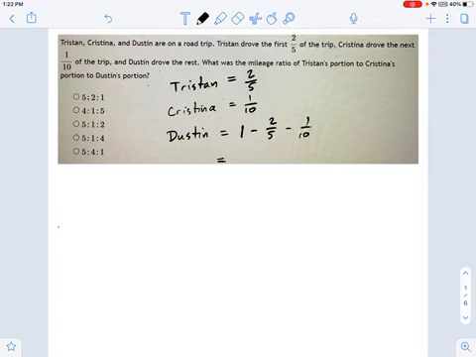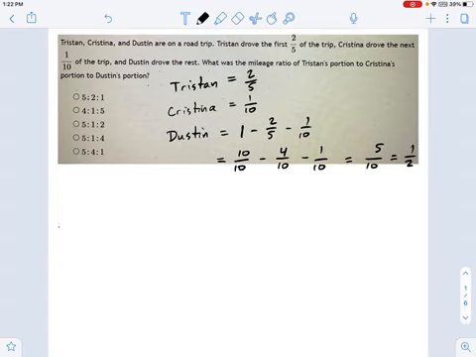Okay, well, we need common denominators to do this subtraction. So that's 10 over 10 minus 4 over 10 minus 1 over 10. 10 minus 4 minus 1, that's just 5. And we can simplify this. And look at that. Dustin drove half the trip.